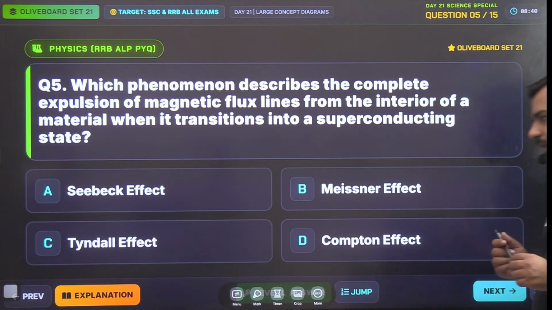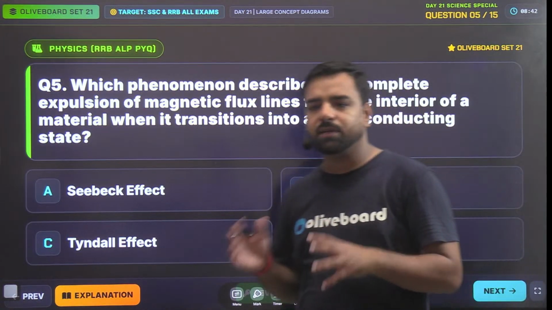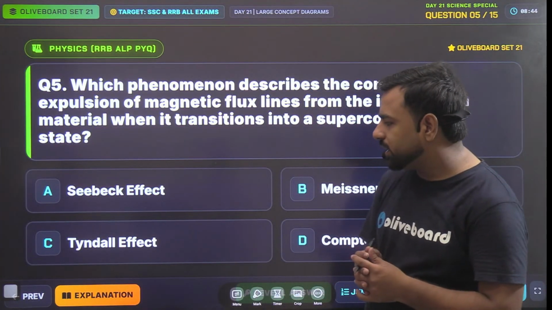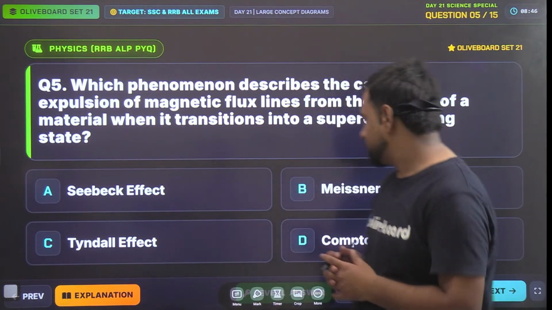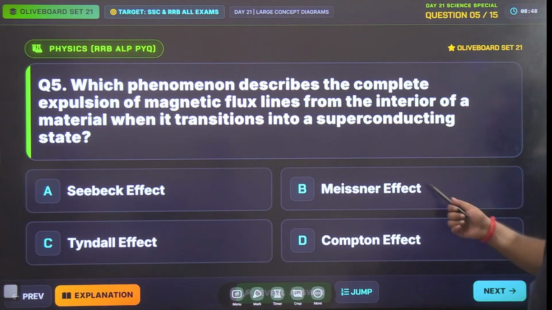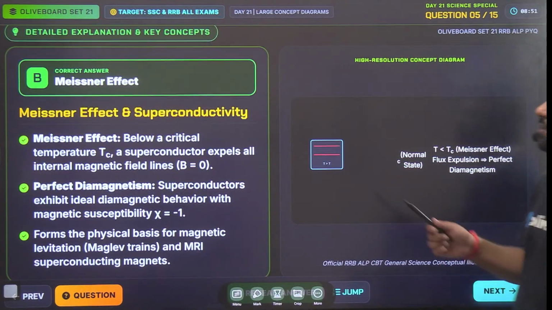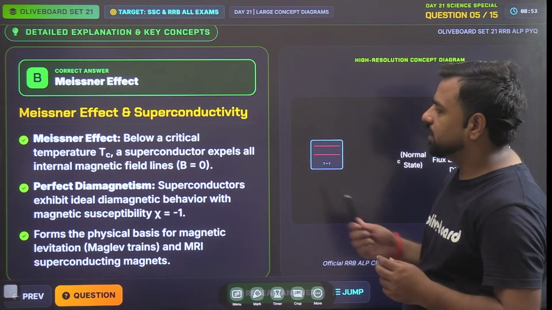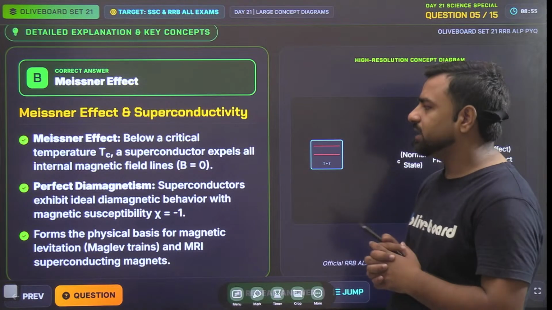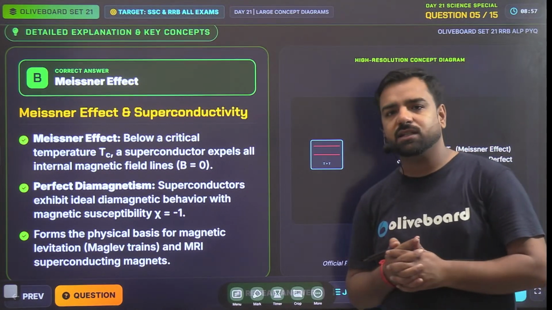Will it be Seebeck effect? No, we have already discussed the Seebeck effect in the last class. Will it be Tyndall effect? Again, no. So here the correct answer is Meissner effect. So what is Meissner effect? Below a critical temperature, a superconductor expels all the internal magnetic field lines. That's what the Meissner effect is.